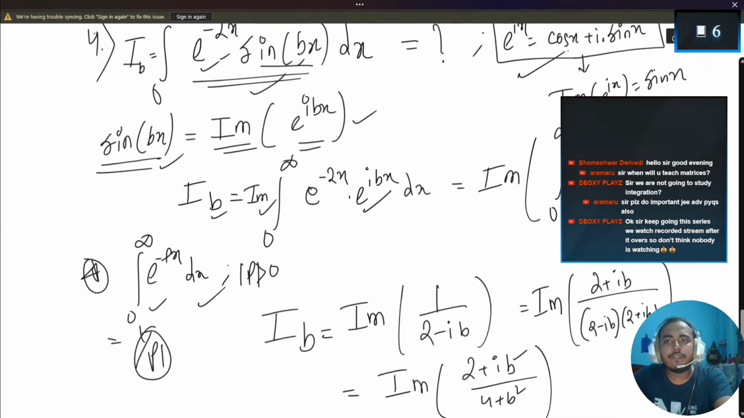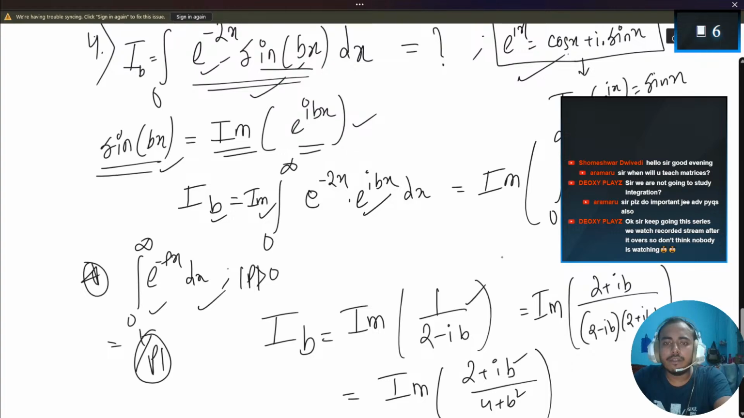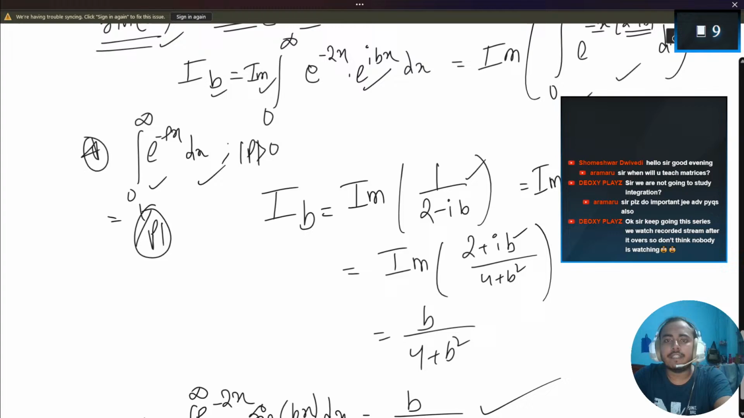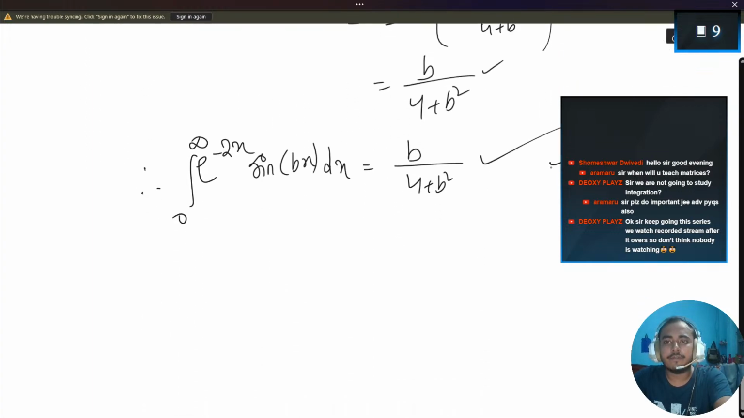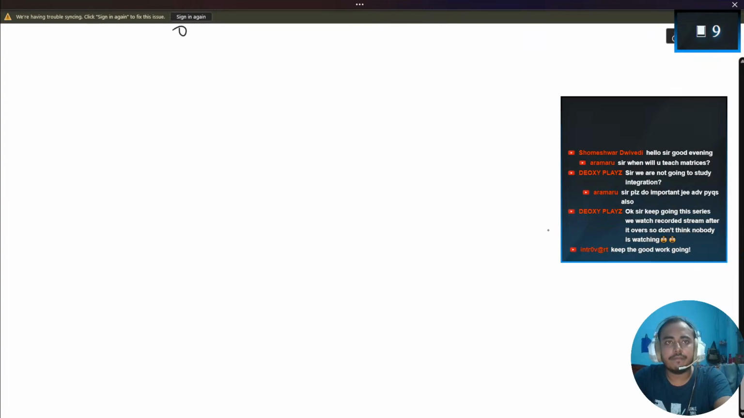And using this, we can transform this integral into this form, right? And once we do that, we have the imaginary part of this, after multiplying the conjugate 2 plus ib up and down, we can simply get this, where you have the answer finally as b by 4 plus b square. Correct? So this is your answer. In a similar way, you can also do the cosine part of the same series. Okay.